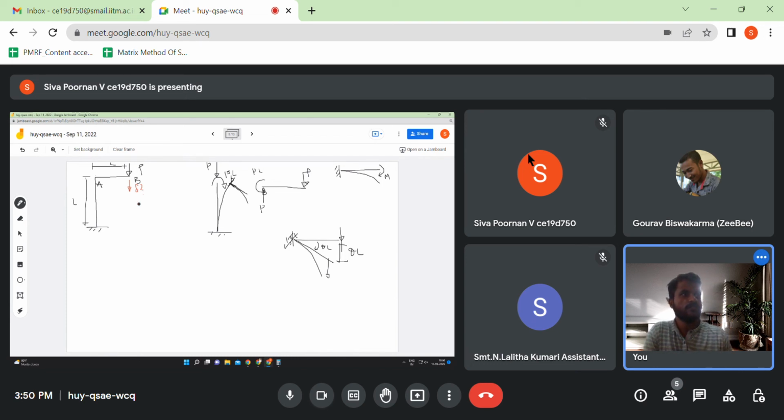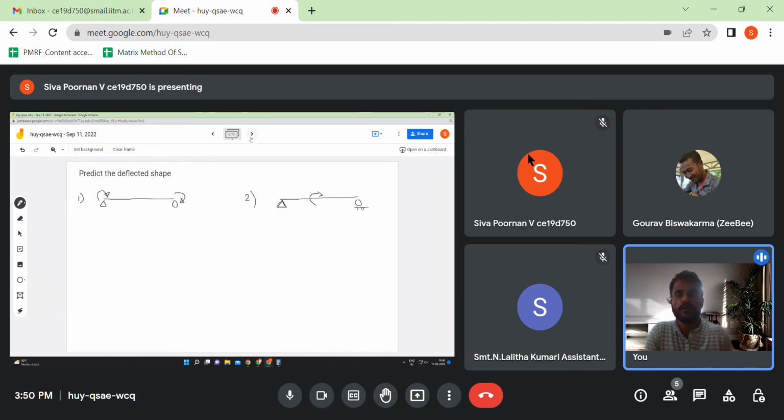I also have a few problems now. I thought it would be fun to predict the deflected shapes, just to check the kind of understanding and intuition we have. Can you predict the deflected shape? We'll start with very simple figures and then go to more complex figures in the next slides. Can you predict the deflected shape for these structures? You can say how it deflects from bottom to top, and at the center there will be no deflection or something like that, so that I can draw it here.